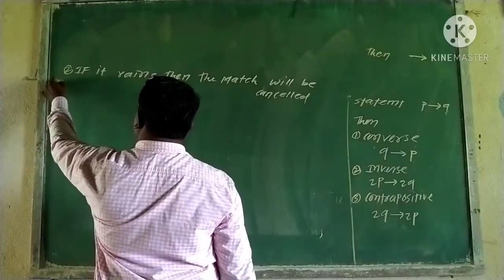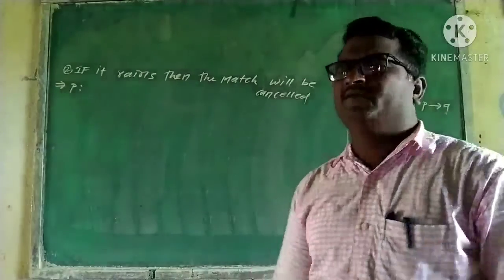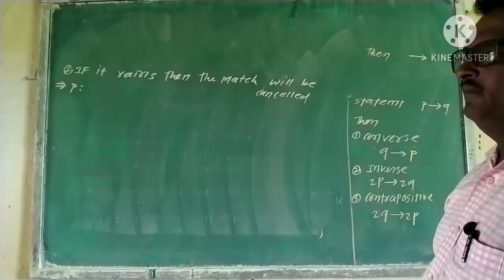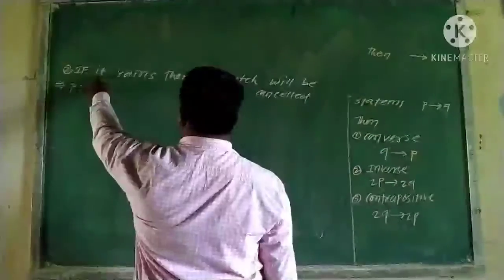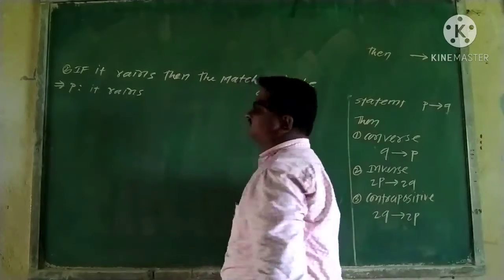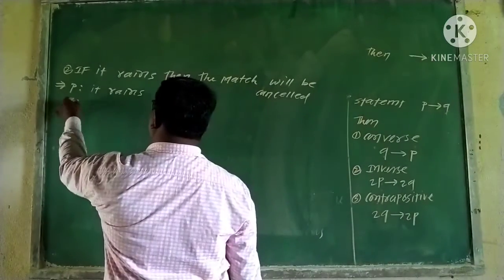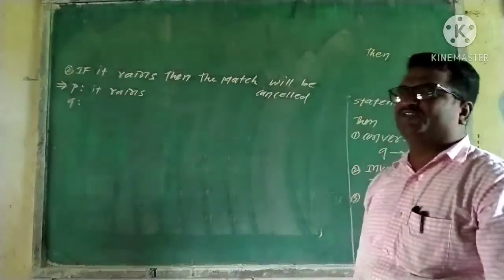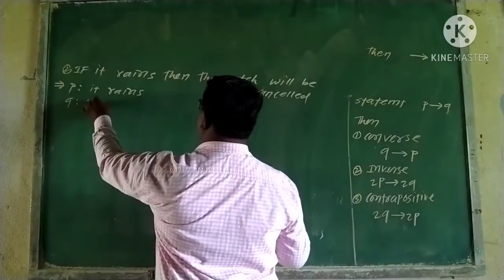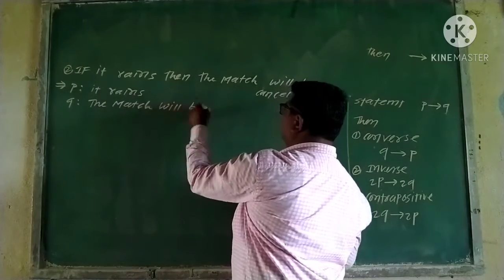In the solution, we can write the first statement. Statement P is the statement which comes after "if" and before "then". Here, it rains. Statement Q is the statement which comes after "then". The match will be cancelled.